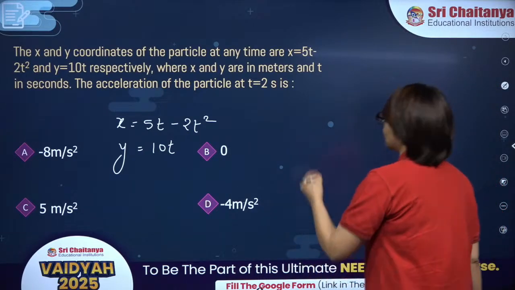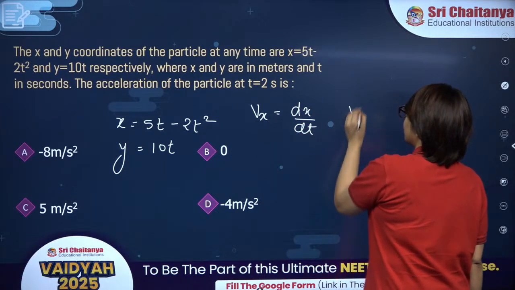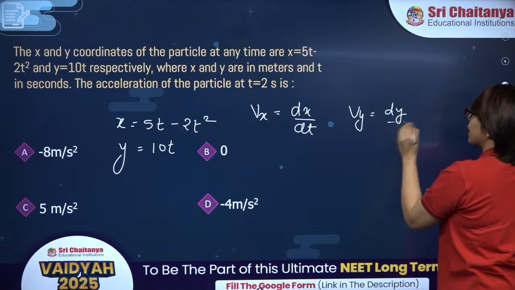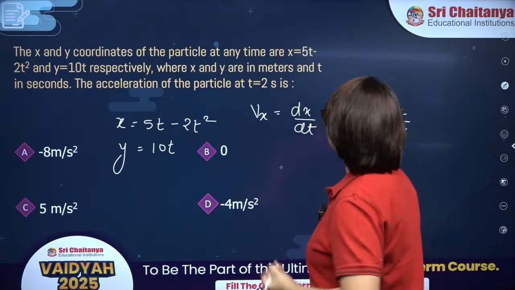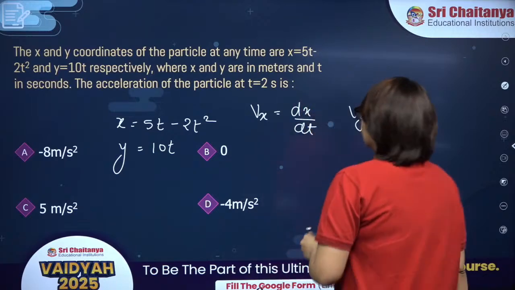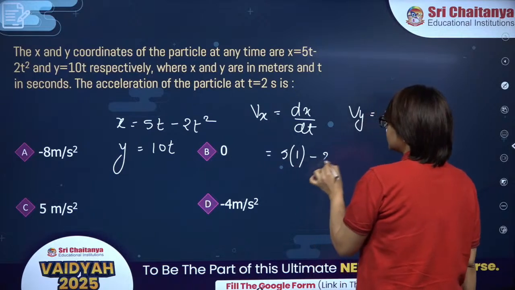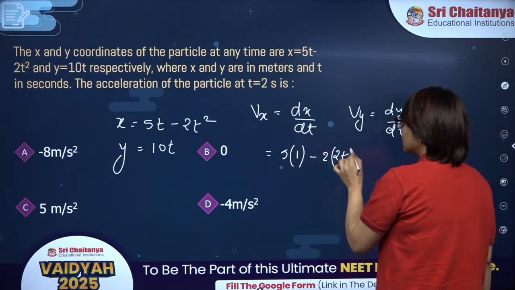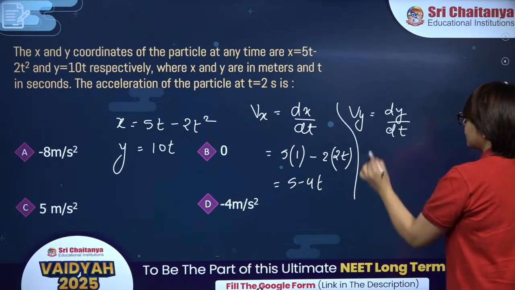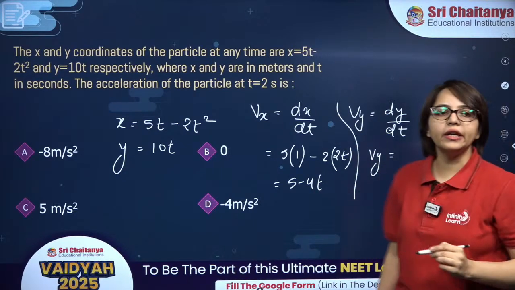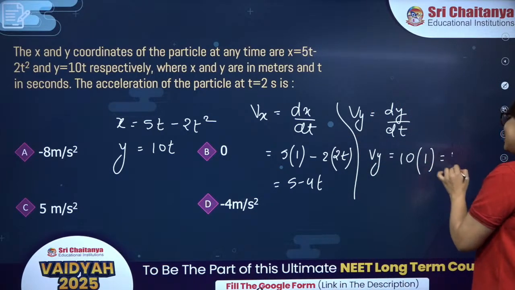Then how do we find velocity? X component of velocity will be dx upon dt and y component of velocity will be dy by dt. You have to differentiate x to get vx and you have to differentiate y to get vy over here. So differentiation of 5 times t is 5 times differentiation of t, which is 1, minus 2 times differentiation of t square, which is 2t. So it is 5 minus 4t. Similarly for vy, differentiation of 10t will be 10 times differentiation of t, which is 1, equal to 10 over here.